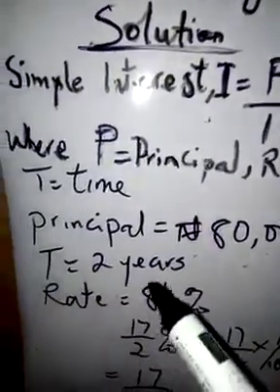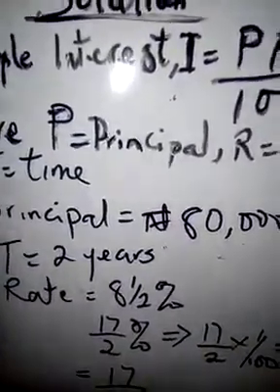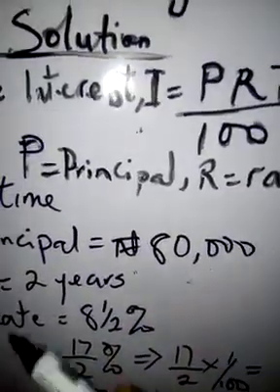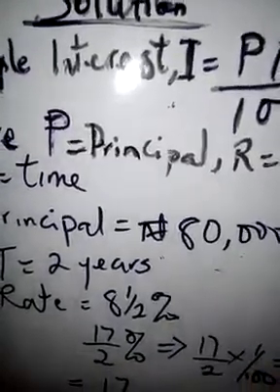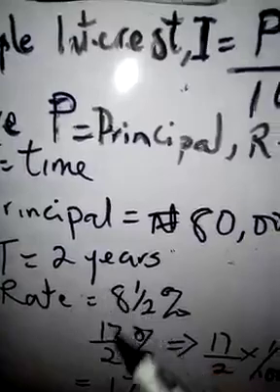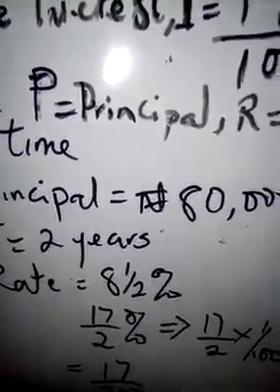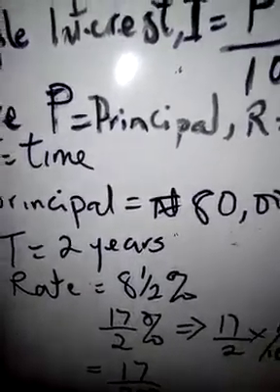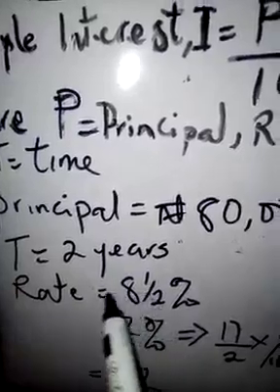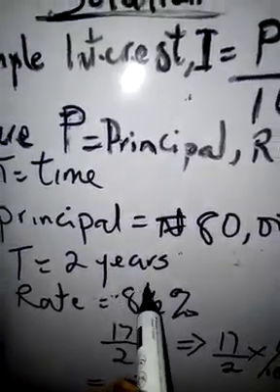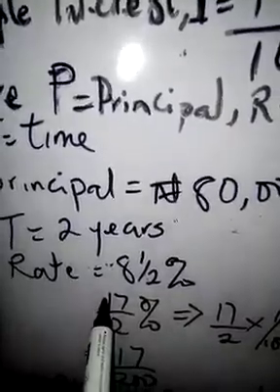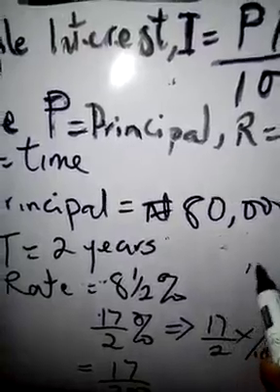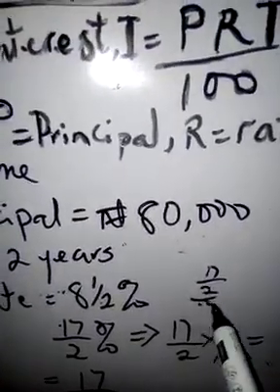So let's calculate. First of all, how many times do we want to get the compound interest? That is 2 years. So the principal is 80,000. The rate is said to be 8.5%. So how do you calculate 8.5%? You make it a mixed fraction, then multiply. 2 times 8 gives you 16, plus 1, that will be 17. That's why we have 17 over 2%. 17 over 2% will be 17 over 2 over 100.